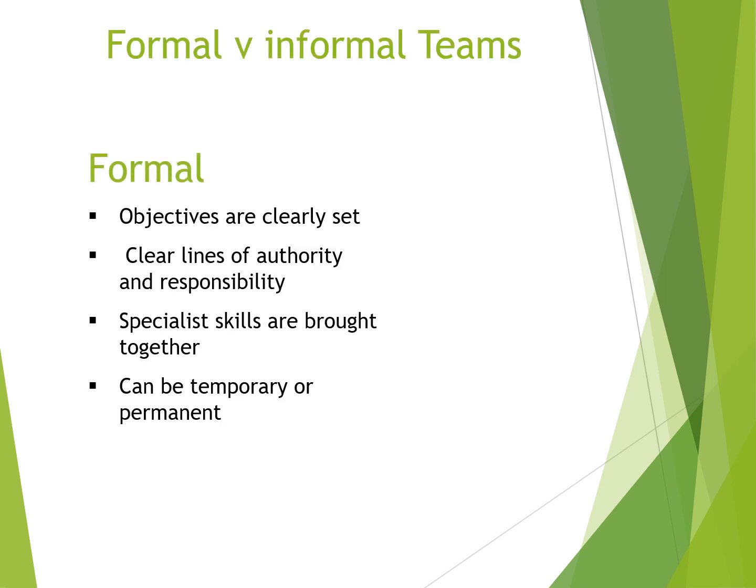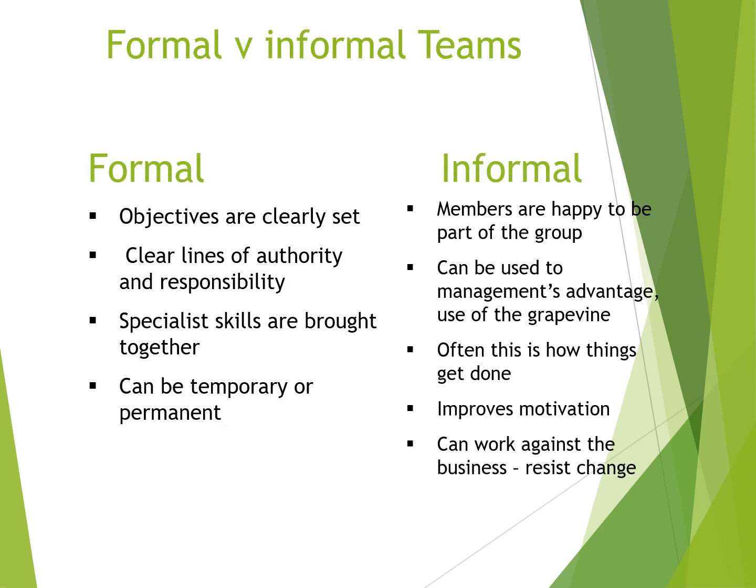So on this slide here, we're going to look at the difference between formal and informal teams. With formal teams, the objectives are clearly set. There are clear lines of authority and responsibility, so there will be a team leader. Specialist skills are brought together, as we mentioned earlier on with the matrix structure, and they can be temporary and permanent, as we spoke about. However, informal teams are where people are maybe happy to be part of a group, so it could be, as I say, members of a social committee coming together to organise functions for the staff.